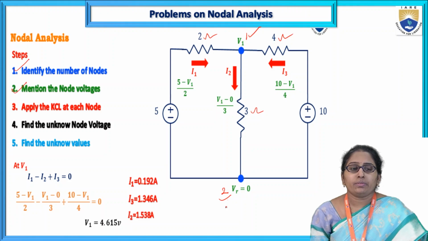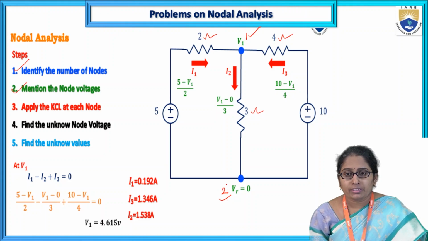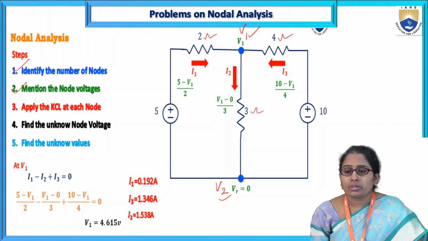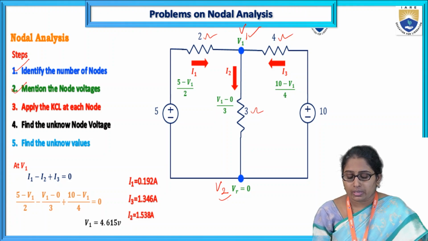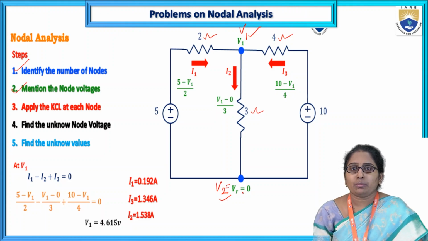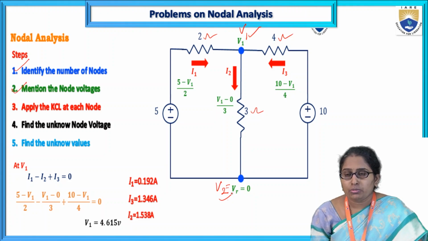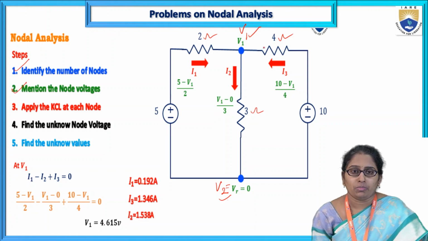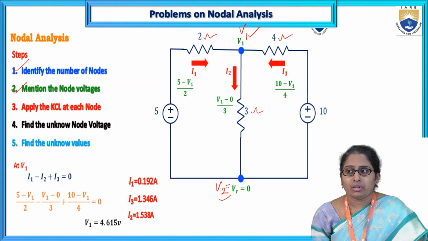Now after identifying the number of nodes, we have to select node voltages. So node voltage 1, node voltage 2, V1, V2, and after that we have to take one node as the reference node. So V2 here is taken as the reference node, and the reference node is nothing but the node whose potential is 0. That's why V2 equals VR, which is equal to 0. So for this circuit we have only one node voltage, that is V1. That is the first step over.